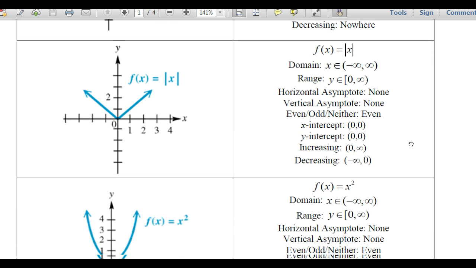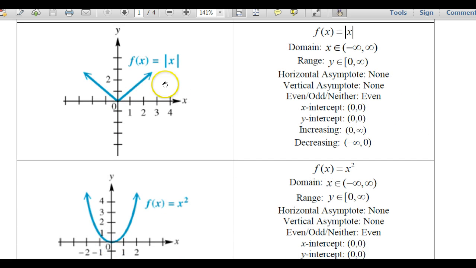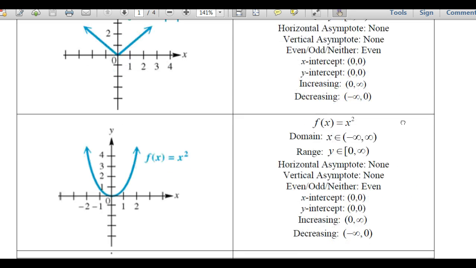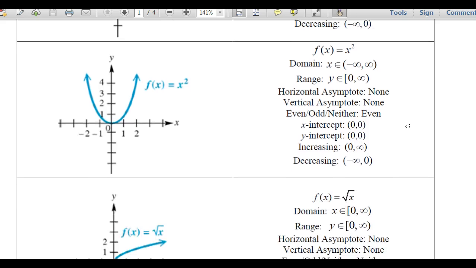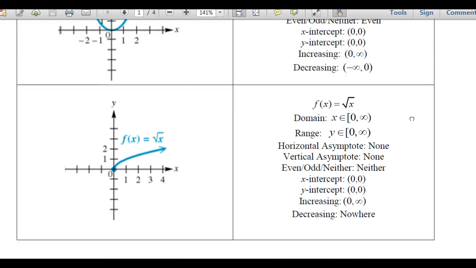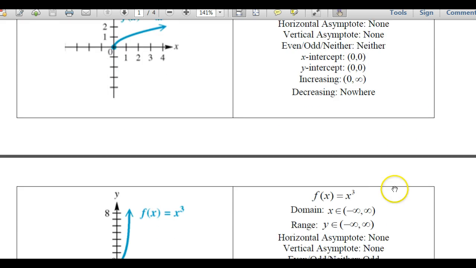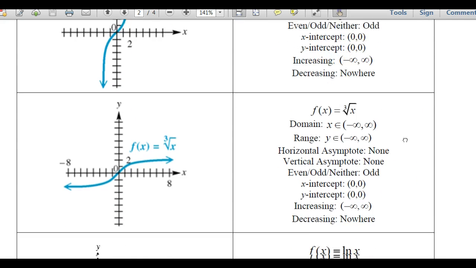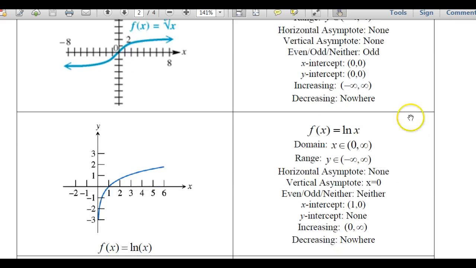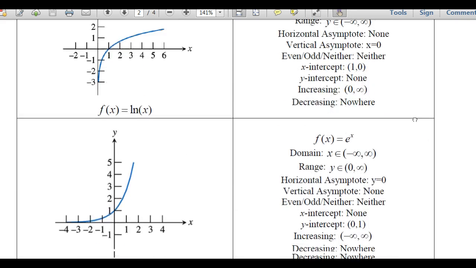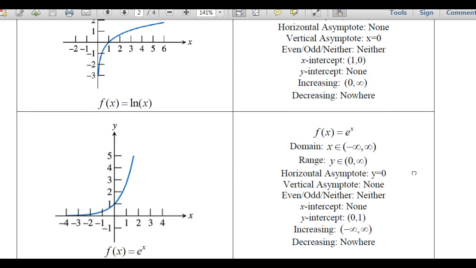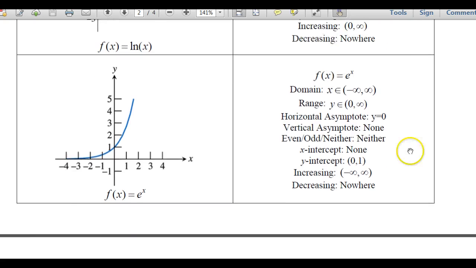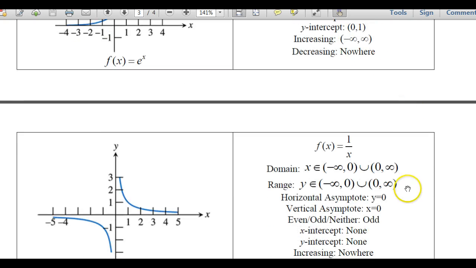So this is the absolute value function. This one doesn't fall into any of the categories, but it's a really important function, the absolute value function. This is a polynomial, x squared. The square root of x, there's our root function. Here we have x cubed, another polynomial, and the cube root of x. The natural log function and the exponential function. I said those are two very important inverse functions to each other.